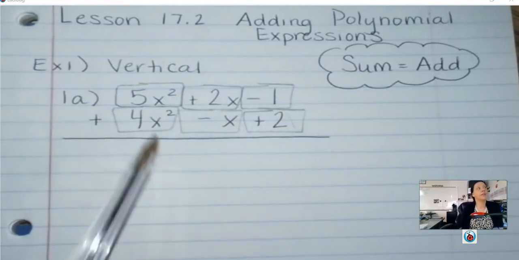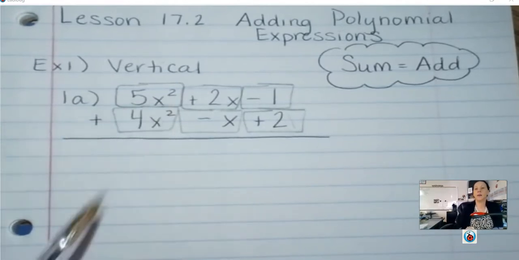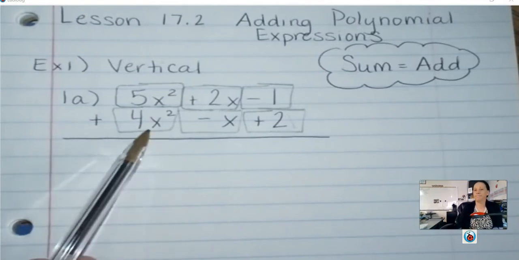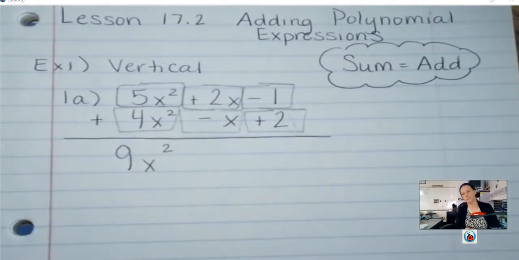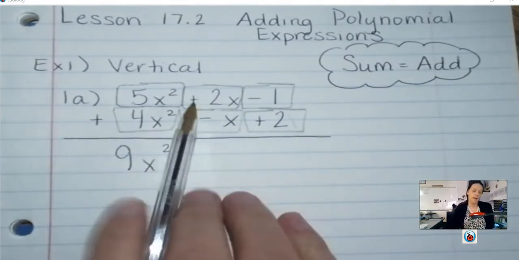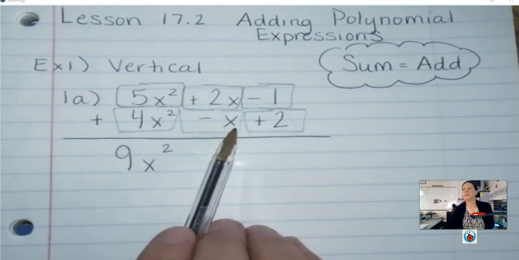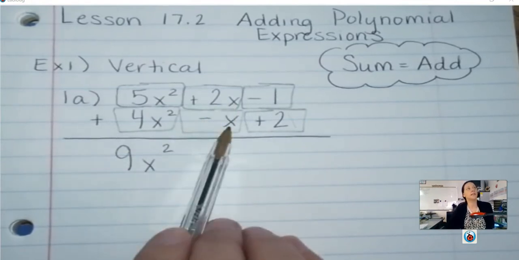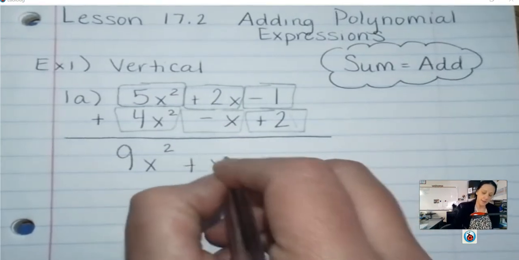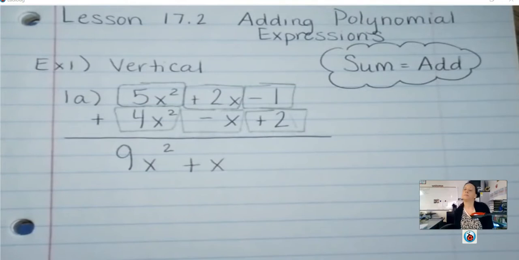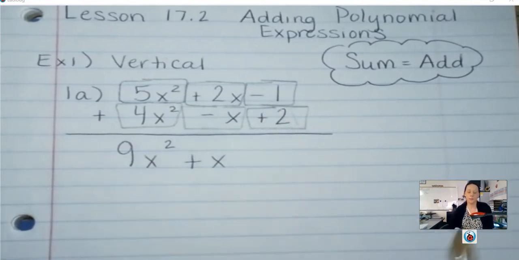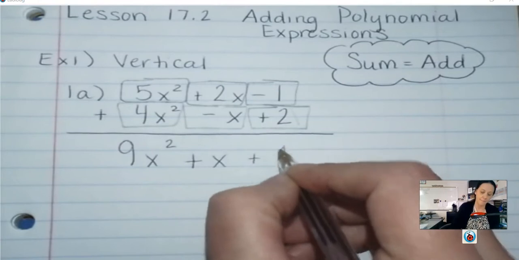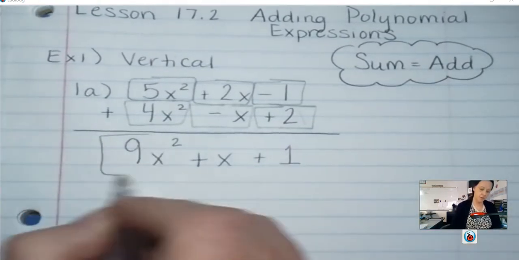We're just going to add our like terms. If I have 5 of these x squareds, and then I add 4 more of them, 5 plus 4 is 9. So I have 9x squareds. I have 2 x's, and then I take away an x. If I have 2 x's and I take away an x, I just have 1 x left. If I have a minus 1 and a plus 2, a negative 1 plus 2 is positive 1. And there's your sum.